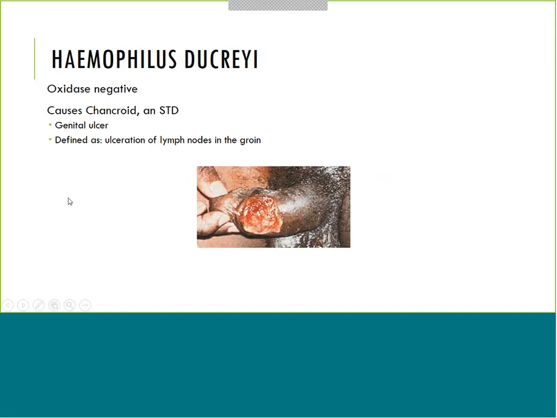Okay, so Haemophilus ducreyi is one of the oxidase negative organisms. So again, Haemophilus influenzae and Haemophilus parainfluenzae were both oxidase positive. Haemophilus ducreyi is oxidase negative, and again, this is our STD. And it's known to cause what we call a chancroid, which you can see in the picture, which is just a nasty ulcer of the genitalia.